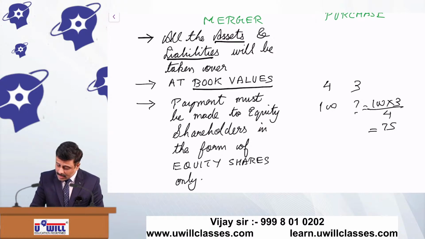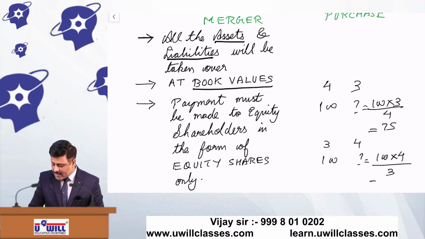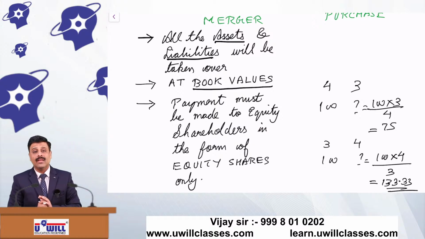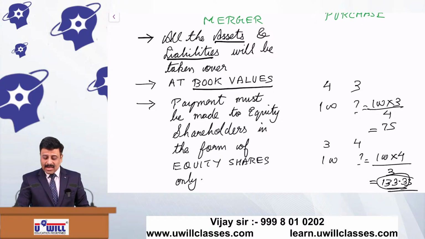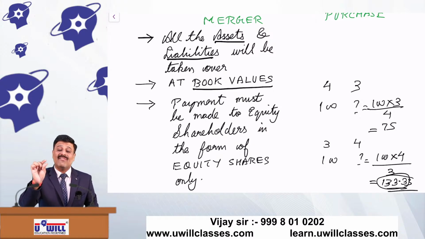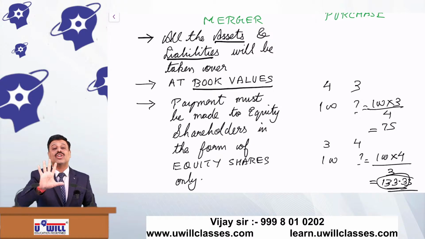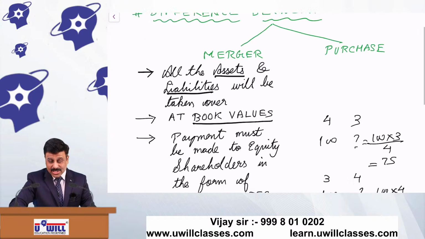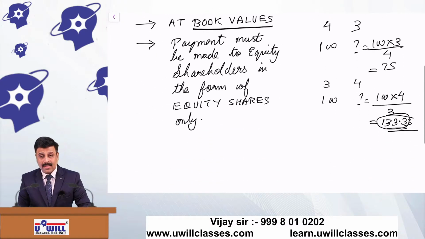But if I reverse it, for every 3 shares 4 are issued, for 100 how many will be issued? If you do 100 into 4, 400 divided by 3, you'll get 133.33, something like this. So when you get such a fractional number of shares, the fractional amount, the 0.33 shares value, can be paid in cash. If that fractional shares value is paid in cash, it will remain merger only.